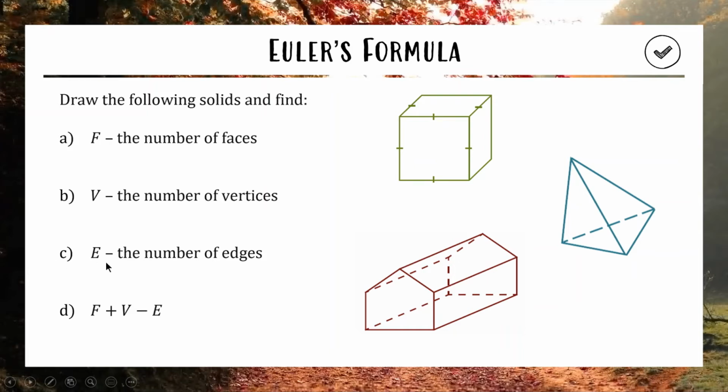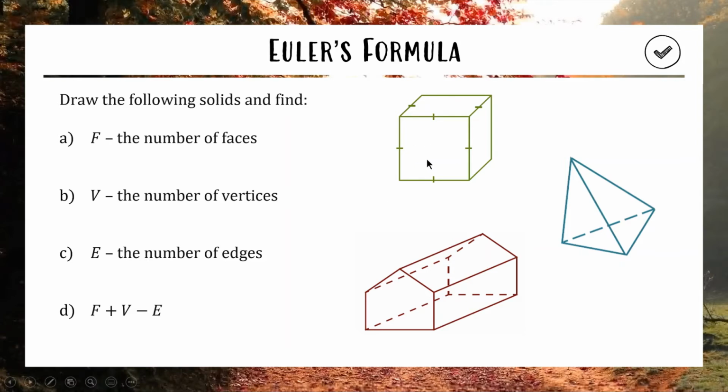And I want you to write the number of edges, and these are going to be represented by F, V, and E. And then when you've done those, I want you to figure out the answer to number of faces plus vertices minus edges. So go ahead and pause the video and have a go at that for yourself before I spoil it for you.